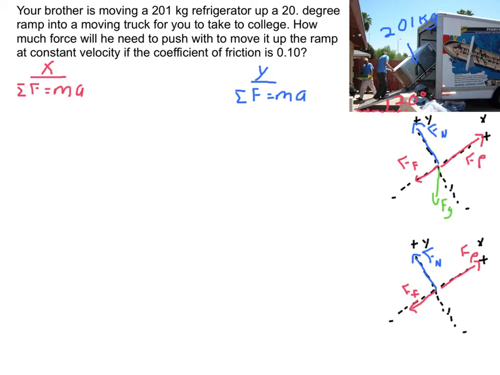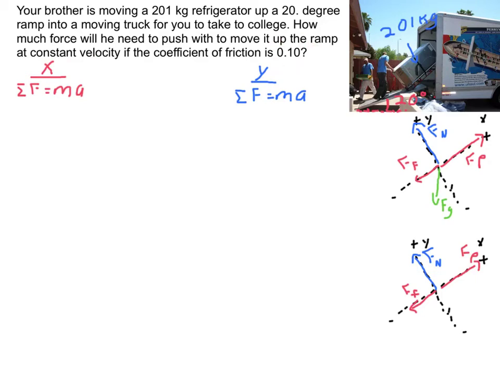All right, let me work a problem now for you. And this problem works just like any other problem whenever I'm pushing an object. So we're going to push an object. Your brother is pushing a 201 kilogram refrigerator up a 20-degree ramp into a moving truck for you to take to college, because apparently you're going to have a lot of food in your teeny dorm room now. How much force does he need to push it with to move it up the ramp at constant velocity? Keywords there, right? Acceleration 0.